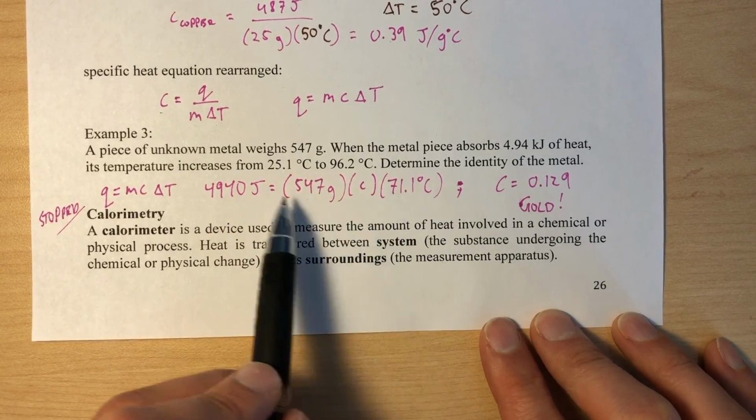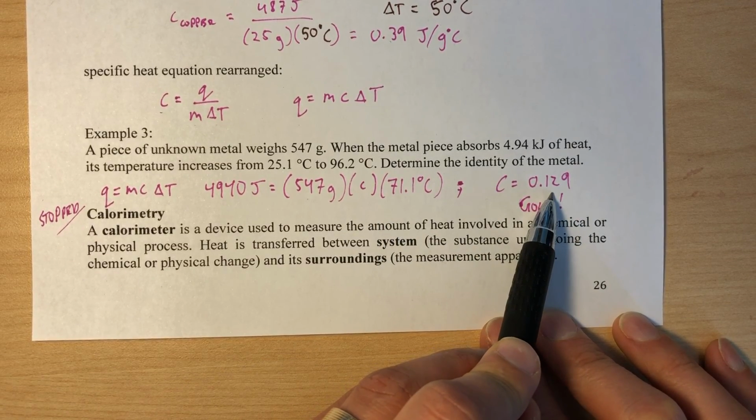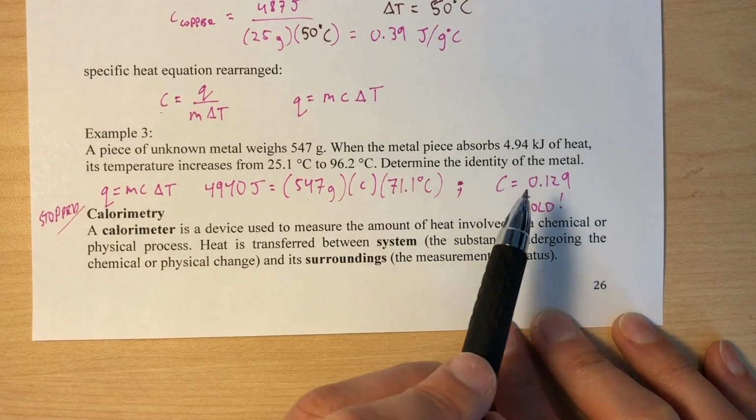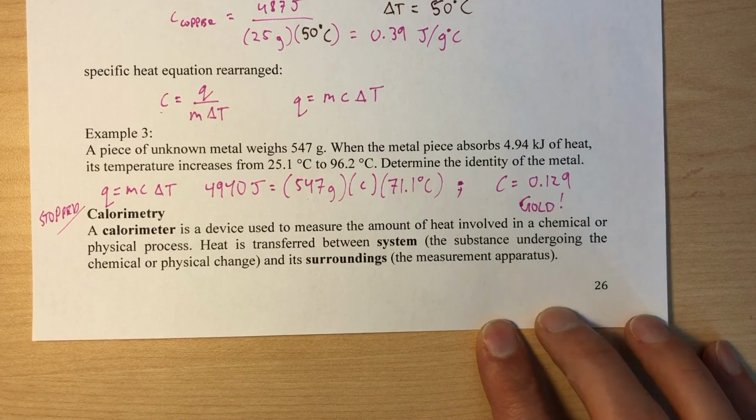We can take this equation, solve for specific heat C to determine that it's 0.129. And we can compare that to a table of known values and identify that the unknown is in fact gold. And that's where we stop today.